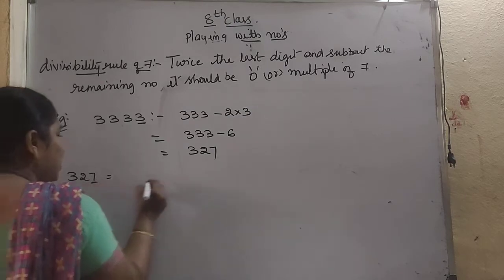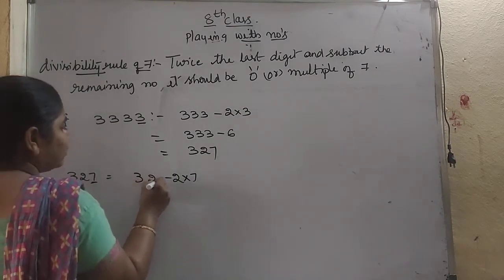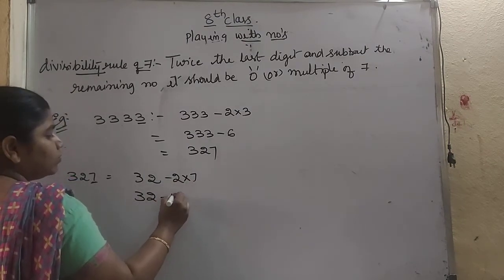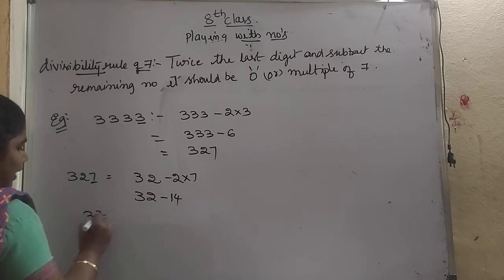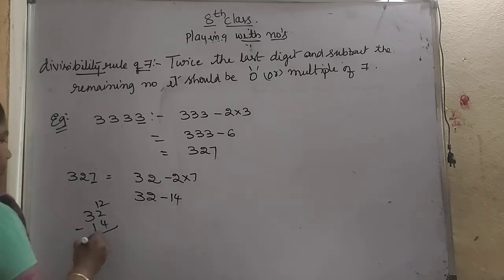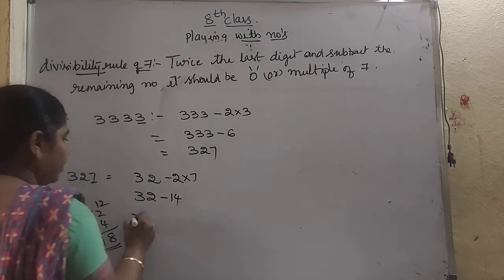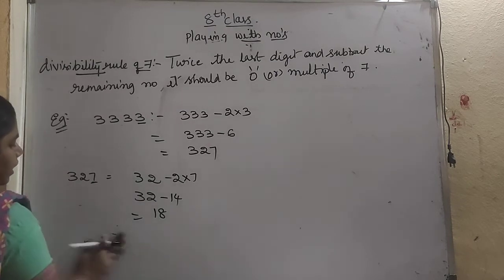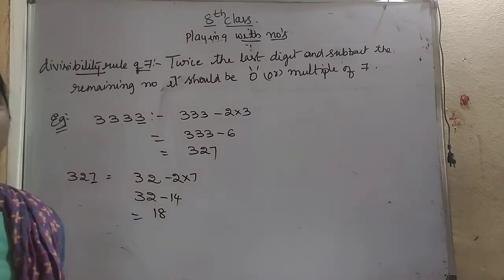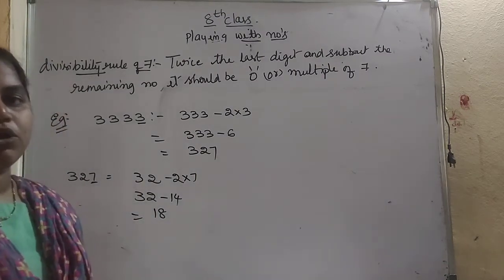Again, twice the last digit, and subtract from the remaining number. That will be 32 minus 2 sevens, which is 14. 32 minus 14 is 18. By seeing this 18, you can tell whether it is a multiple of 7 or not. 18 is not a multiple of 7.